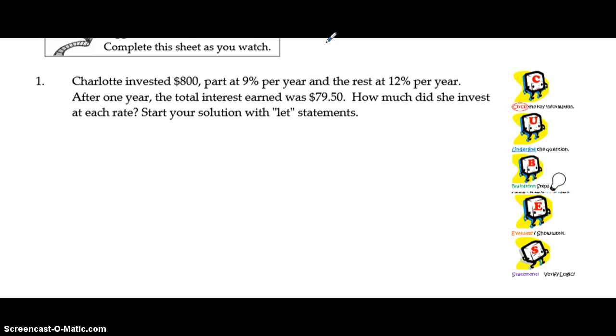C stood for circle the key information. So we know that she invested $800. She did 9% per year for part of it. The rest was at 12% per year. And her total interest earned was $79.50. U stands for underline the question. How much did she invest at each rate?